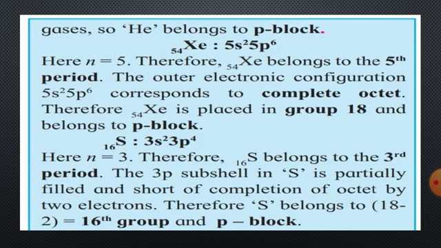It is placed in the first period, and due to its complete valence shell, that is a complete doublet, it belongs to group 18, that is a p block element.